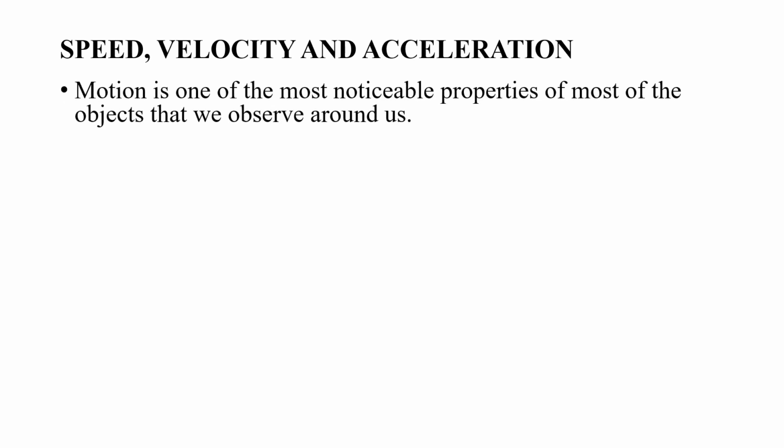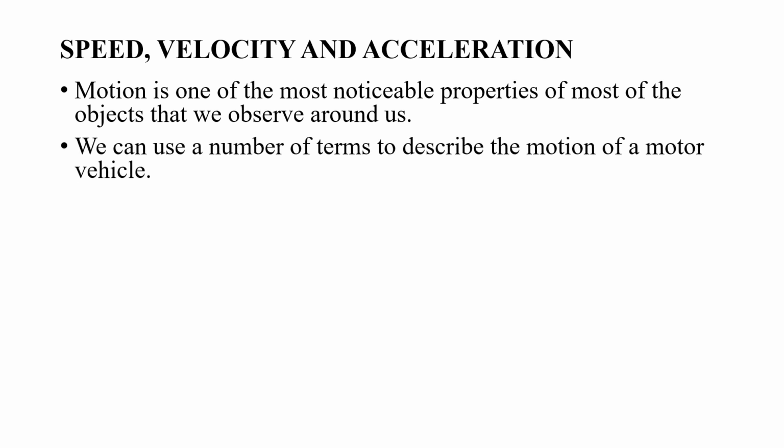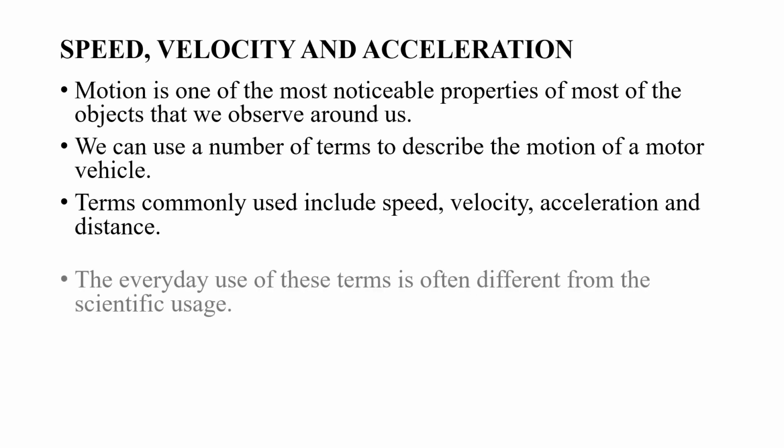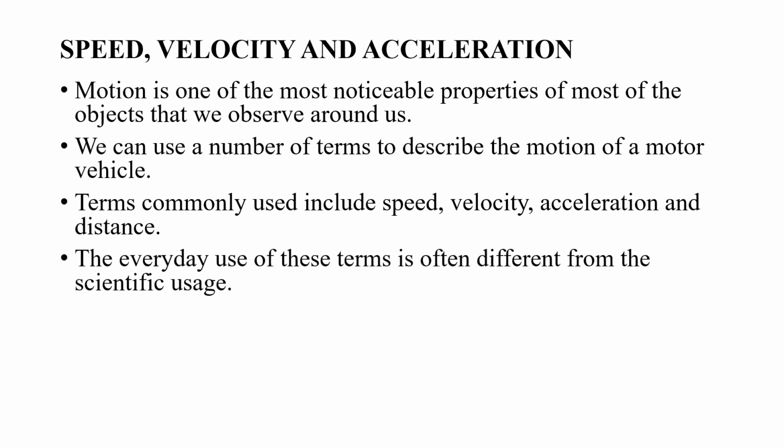Speed, velocity, and acceleration. Motion is one of the most noticeable properties of most of the objects that we observe around us. We can use a number of terms to describe the motion of a motor vehicle. Terms commonly used include speed, velocity, acceleration, and distance. The everyday use of these terms is often different from the scientific usage.